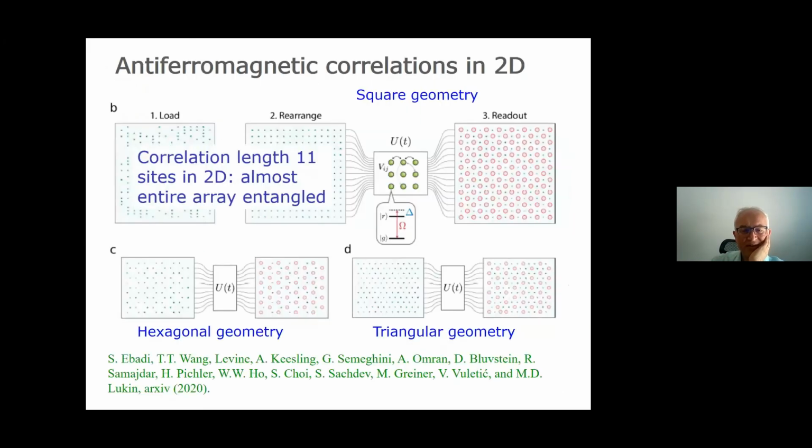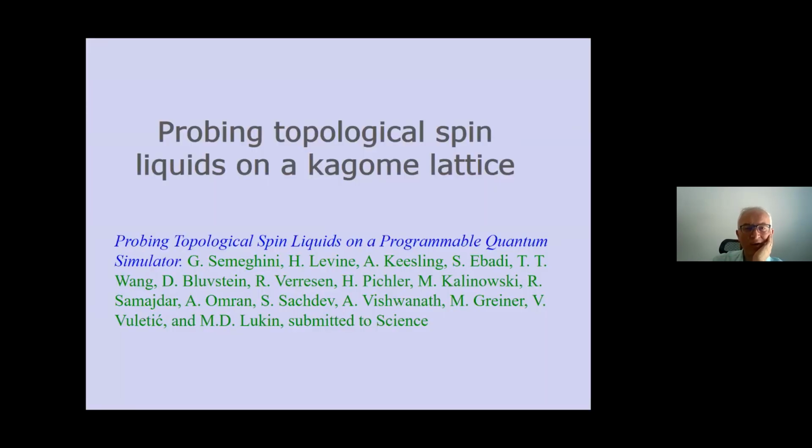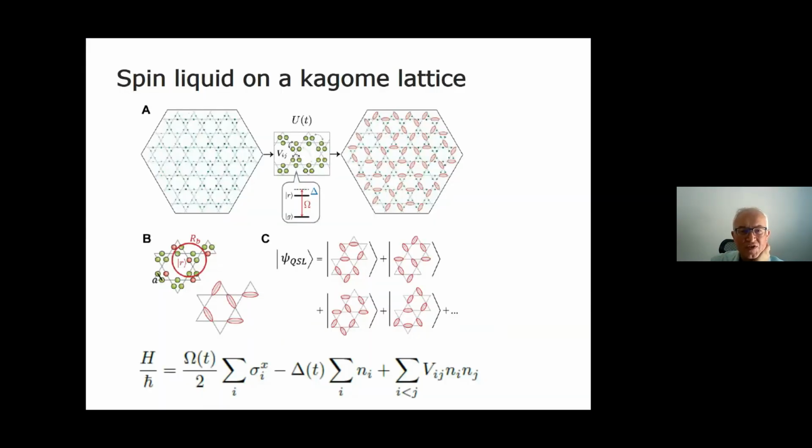As a final thing, I would like to show you probing topological spin liquids on a Kagome lattice. So here we arrange the atoms. I hope you can see it. It's a little bit small. On a Kagome lattice you arrange the atoms on the links of this lattice. The green dots are the atoms, and they are arranged so that there are 3 atoms in close proximity to one another, as you can see.